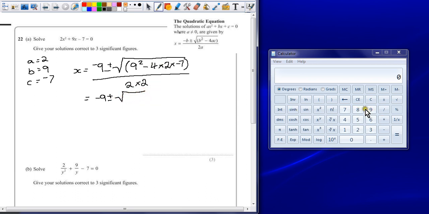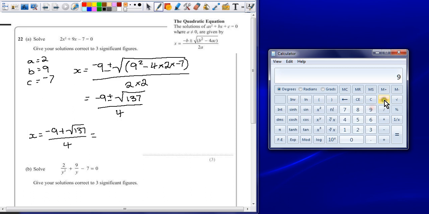So 9 squared is 81, and we're going to take away 4 times 2 times minus 7, which gives us 137. All of that is divided by 4. So we're going to get two solutions here, because we've got to add or take away. So answer number 1 is when we have minus 9, add the square root of 137 divided by 4, and the other solution will be given when we take it away.